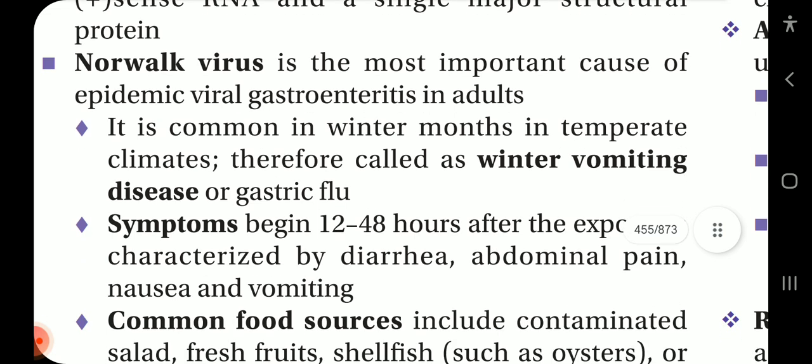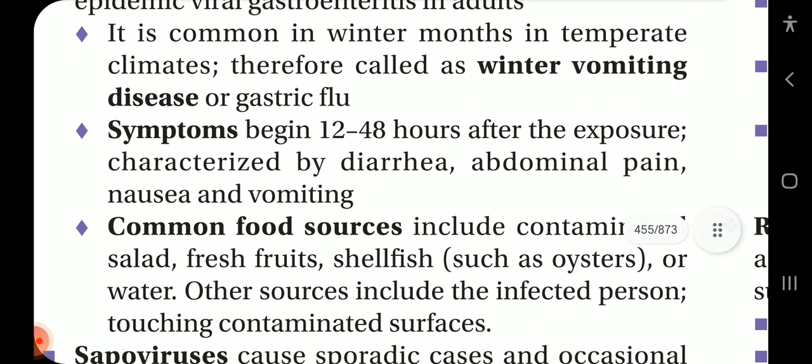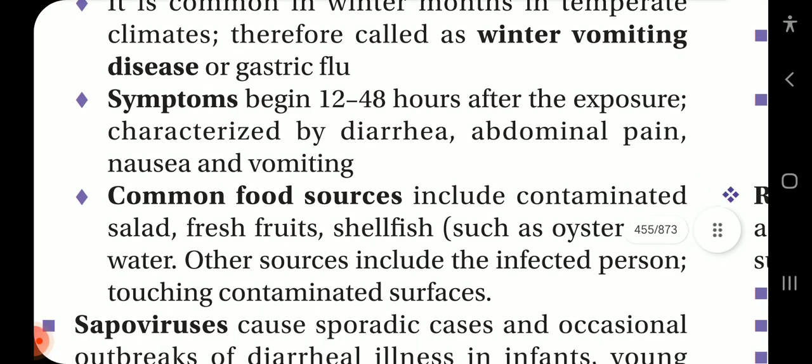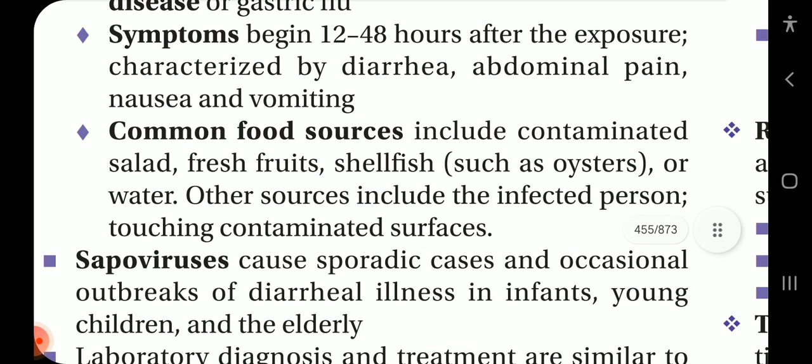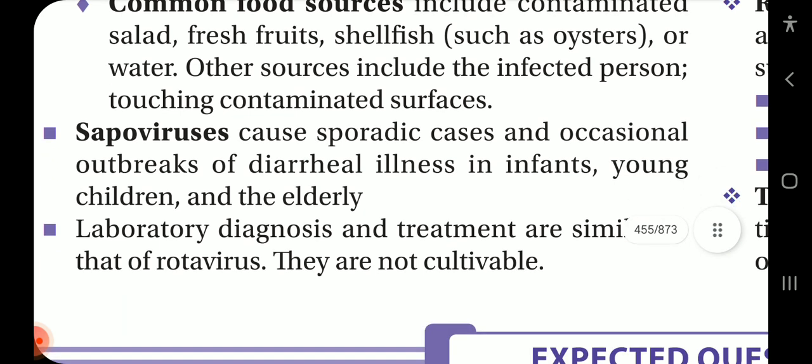Norwalk virus is the most important cause of epidemic viral gastroenteritis in adults. It is common in winter months in temperate climates, therefore called winter vomiting disease or gastric flu. Symptoms begin 12 to 48 hours after exposure, characterized by diarrhea, abdominal pain, nausea and vomiting. Common food sources include contaminated salad, fresh fruits, shellfish such as oysters, or water. Other sources include an infected person touching contaminated surfaces.